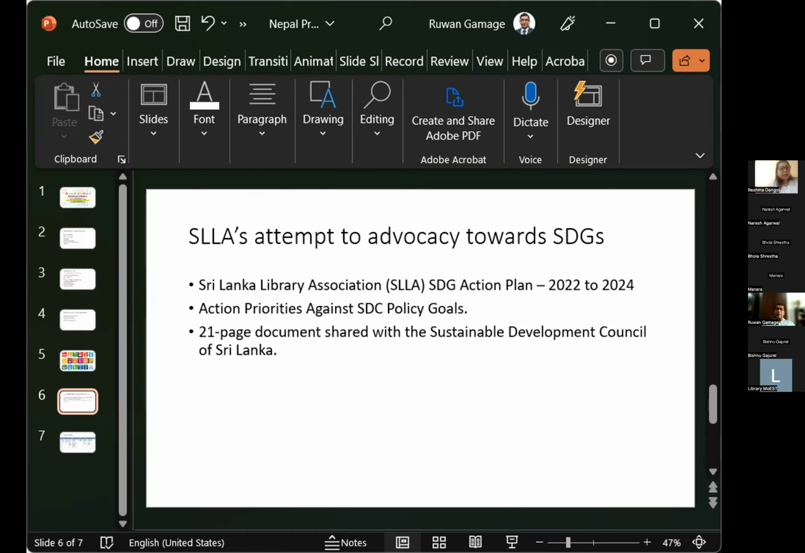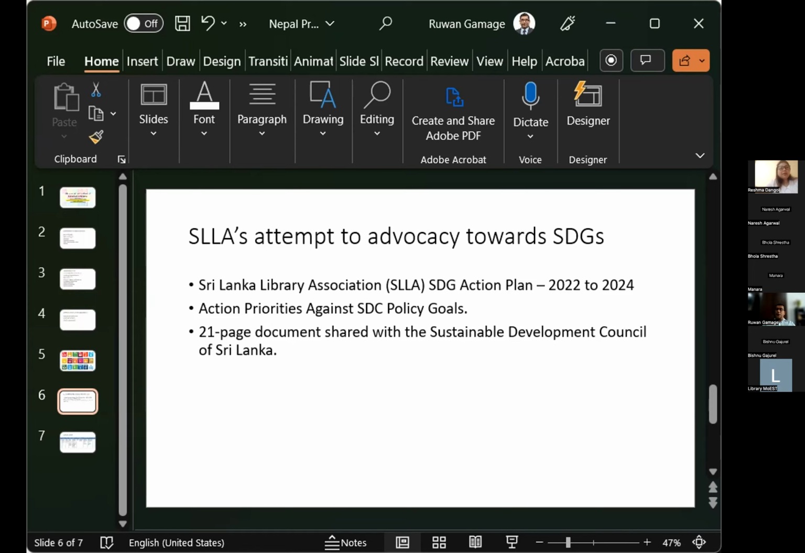We are working closely with the SDG Council. Because the SDG Council has included the SLLA as a partner organization of this initiative, the library profession also has got a good positioning in the overall process of achieving SDGs. Earlier, it was not there, because this is the first time a library association, any kind of library association, has moved into the Sri Lankan framework.